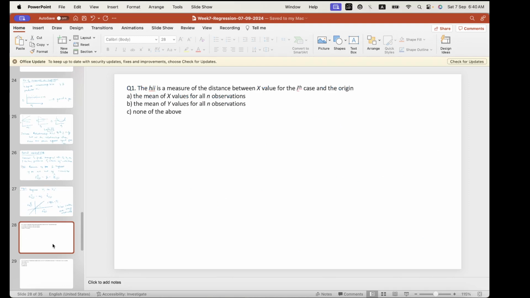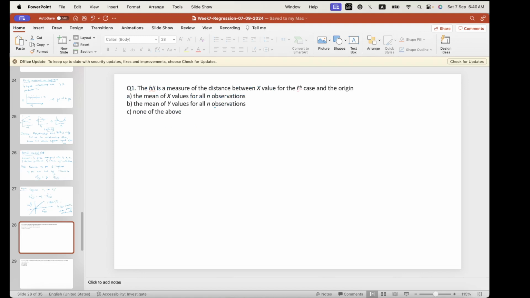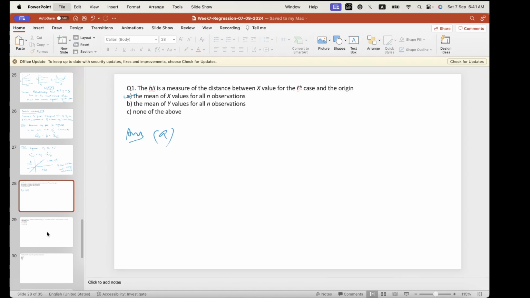So with that we move on to solve a few problems for this session. Now, question number 1, Hii is a measure of distance between the x value for the ith case and the origin. So what is that? Mean of x values for all n observations. That is the central value for x. Okay, so this answer is A. Moving on.